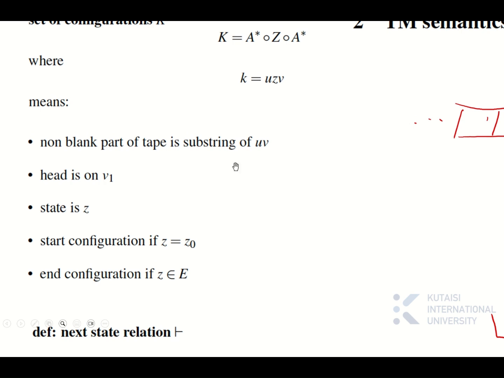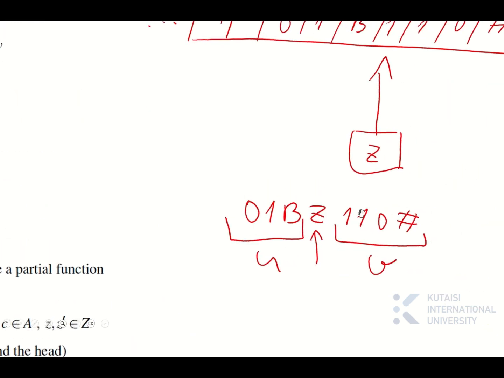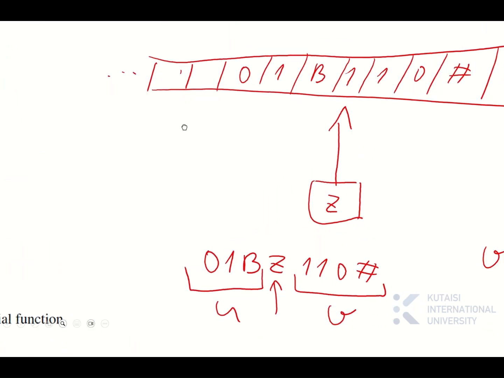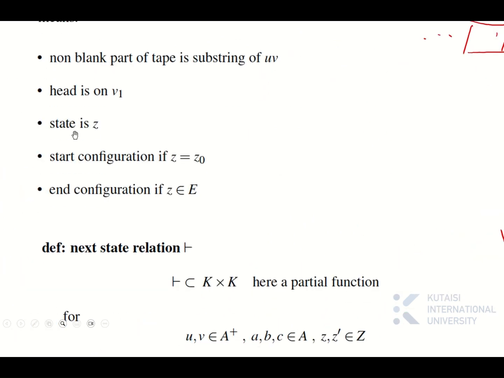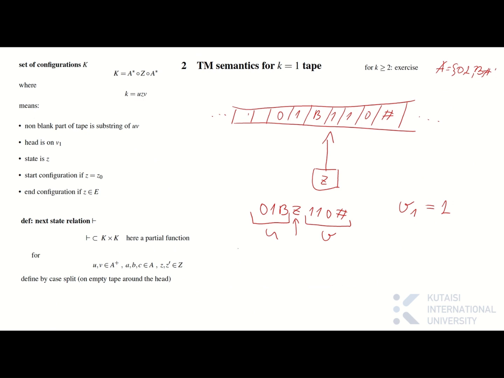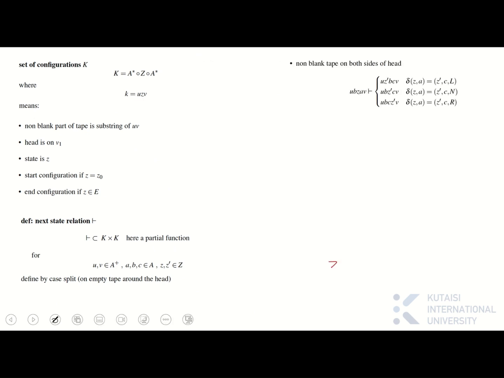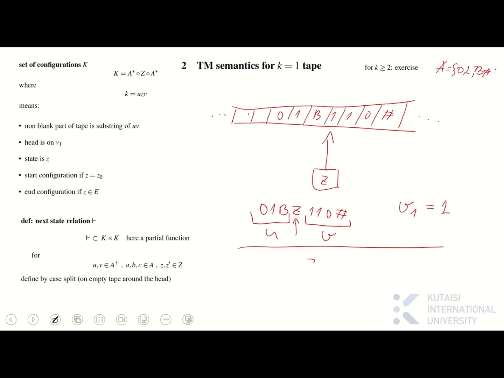Head is on V1, meaning that if state Z is written here, V1 is where the head is located. In this case, V1 is 1. So it's basically writing this down this way: head is on V1, state is Z. So what is the start configuration now? This describes the configuration. The start configuration is when I have Z0 instead of Z.